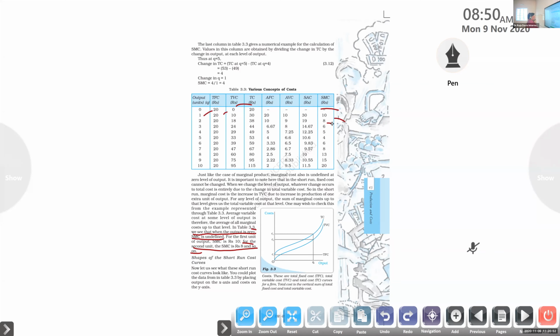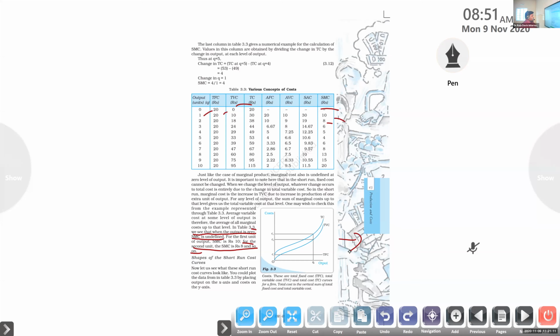For the second one, it is 8. Okay, so you calculated and you got that. Next one, we are going to discuss the shapes of short run cost curves. Shapes of the curves are very important for people in economics.